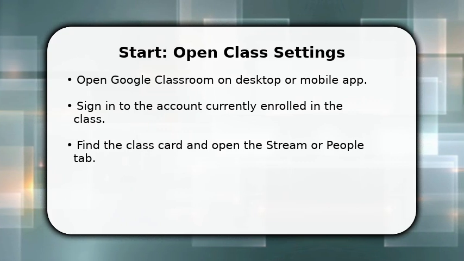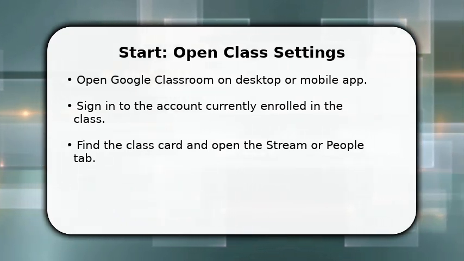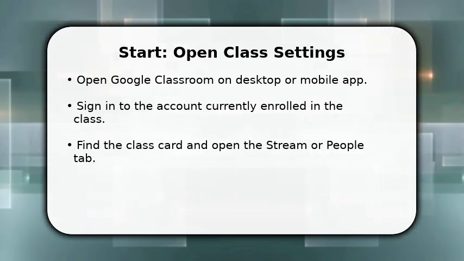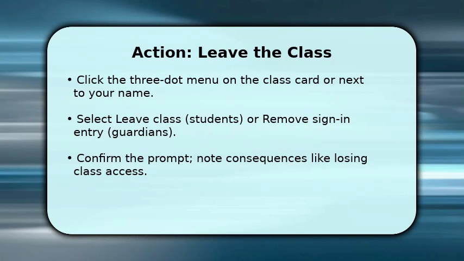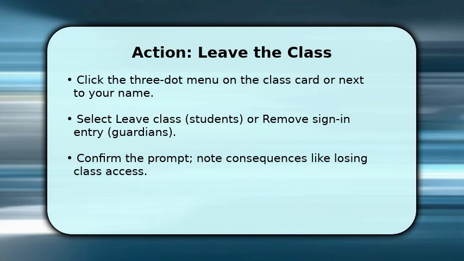now. Then locate the three-dot menu or the student list entry for your name so you can access the removal or leave option directly. Now perform the leave action. Click the three-dot menu on the class card or the menu next to your name in People and choose Leave Class. You do this because Classroom treats leaving as an intentional removal from class rosters. Confirm the prompt to finalize.